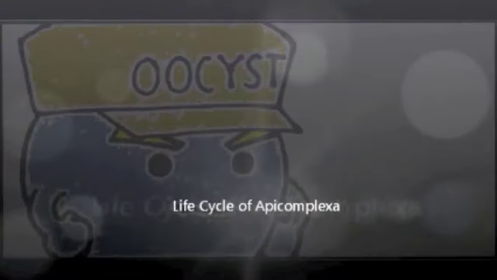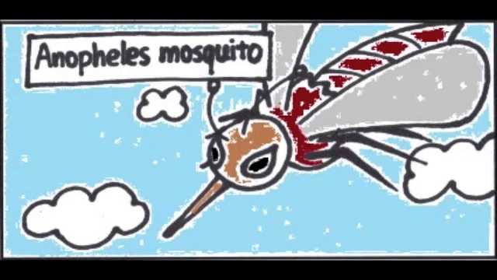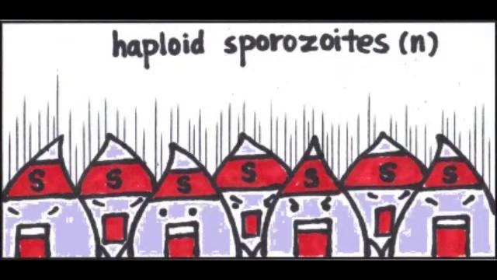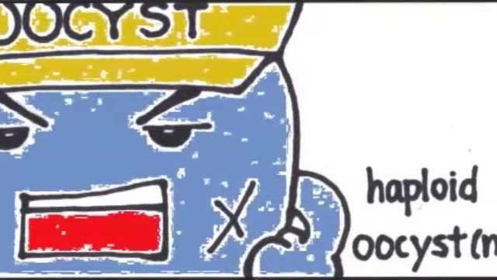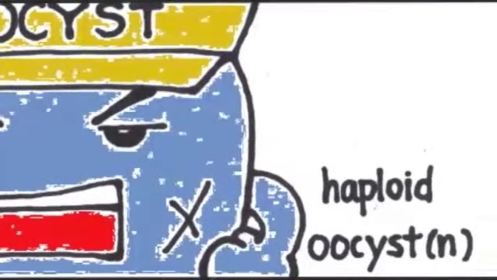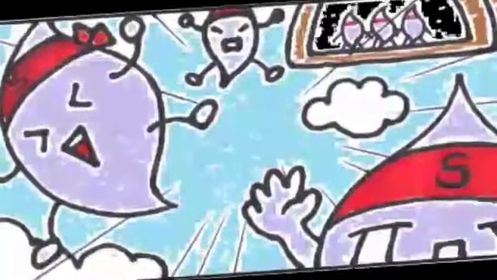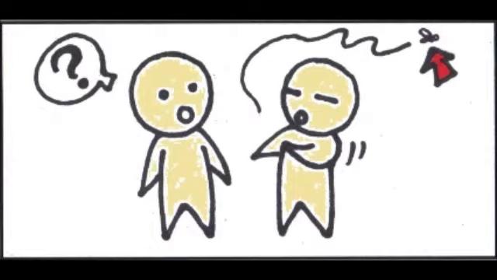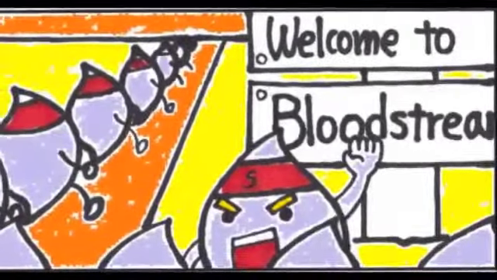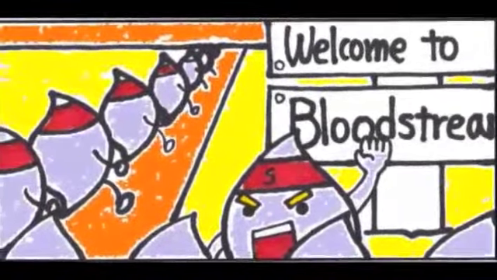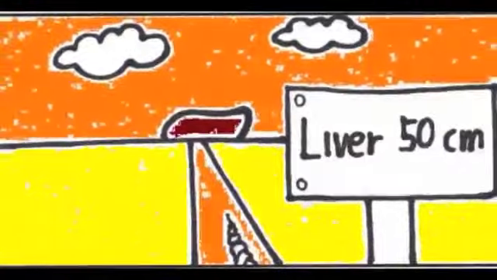This is a life cycle of Apicomplexa. A Ted Hut! Alright, boys, your mission is to go find the liver cell. Alright, go! Move, move, move! Ouch! What's wrong? Damn mosquito. And their long journey marching begins.